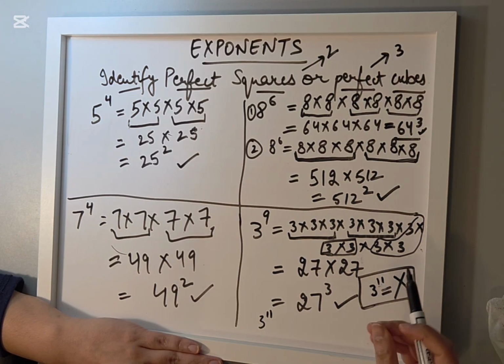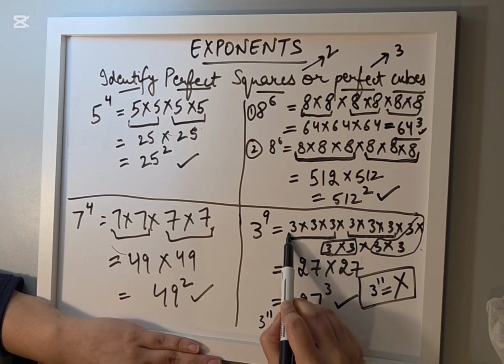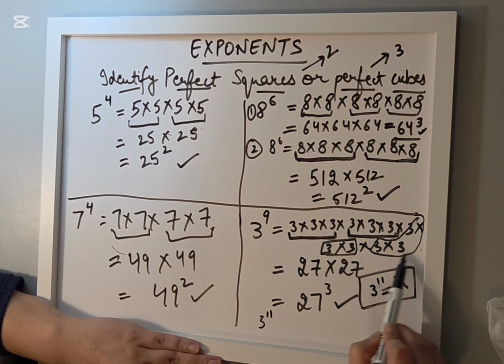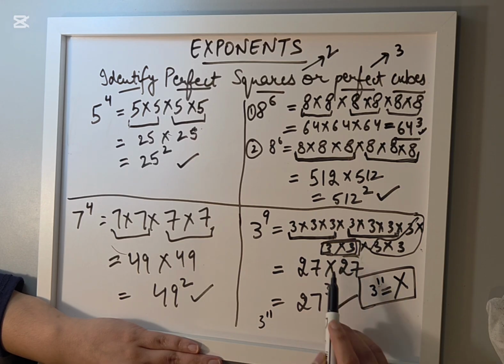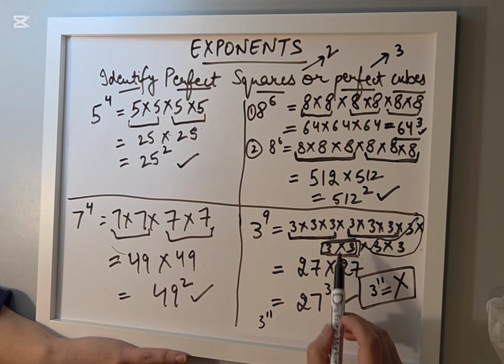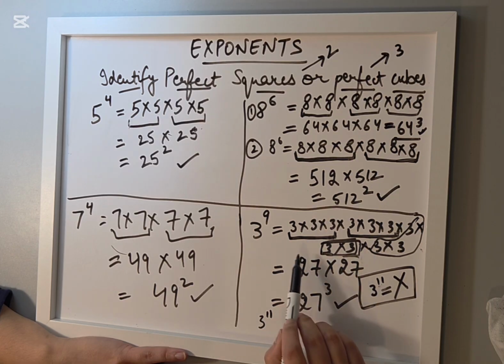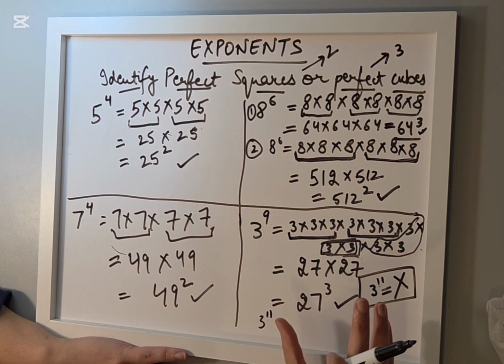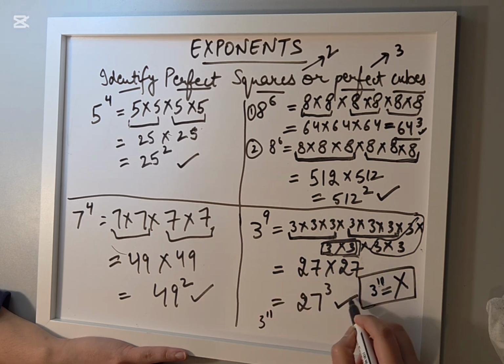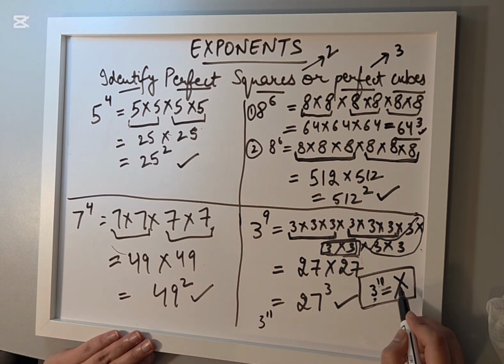Okay, so we try to make groups of 3 in this case also. We make a group of 3 and another group of 3, but 2 are left out, right? So for it to be a perfect cube, we need to have all groups of 3s. Okay, so we can say 3 to the power 9 is a perfect cube. However, 3 raised to the power 11 is not.